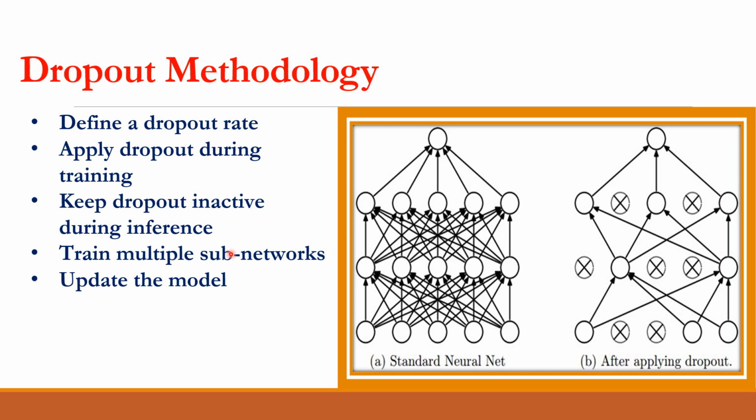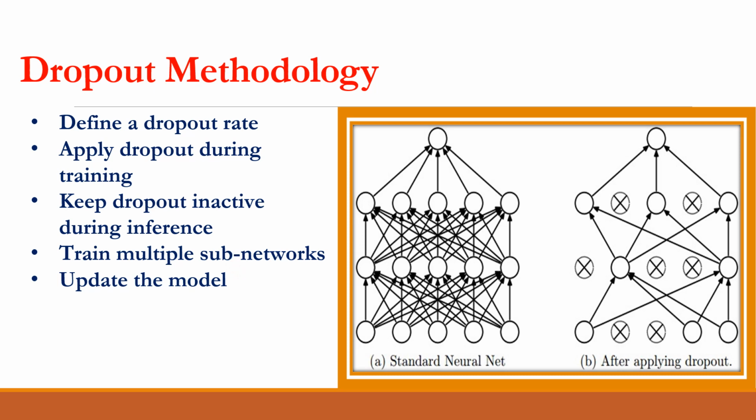Then train the model. Train these multiple subnetworks. By randomly dropping neurons during each training iteration, the model is forced to learn more generalized representations as it cannot rely on a single neuron. This leads to an ensemble of different neural networks, each contributing to the final prediction.